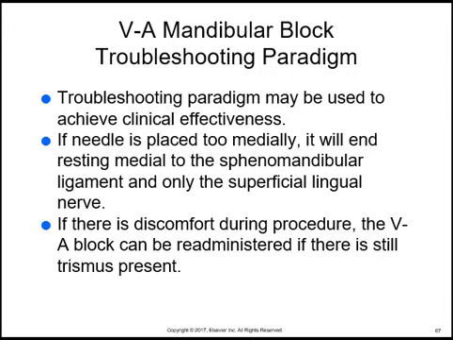All right, so the troubleshooting paradigm may be used to achieve clinical effectiveness. If the needle is placed too medially, it will end up resting medial to the sphenomandibular ligament and only anesthetize the superficial lingual nerve. If there is discomfort during the procedure, the VA block can be re-administered if there is still trismus present.